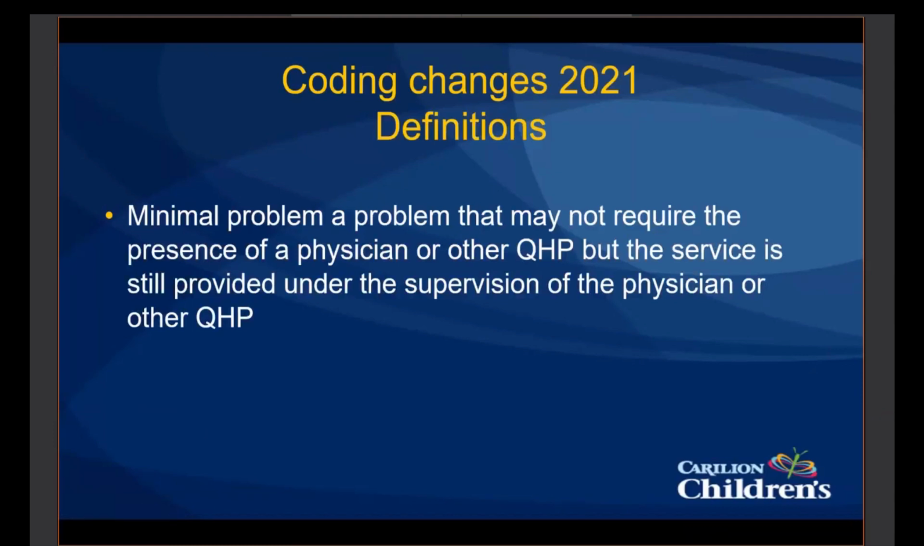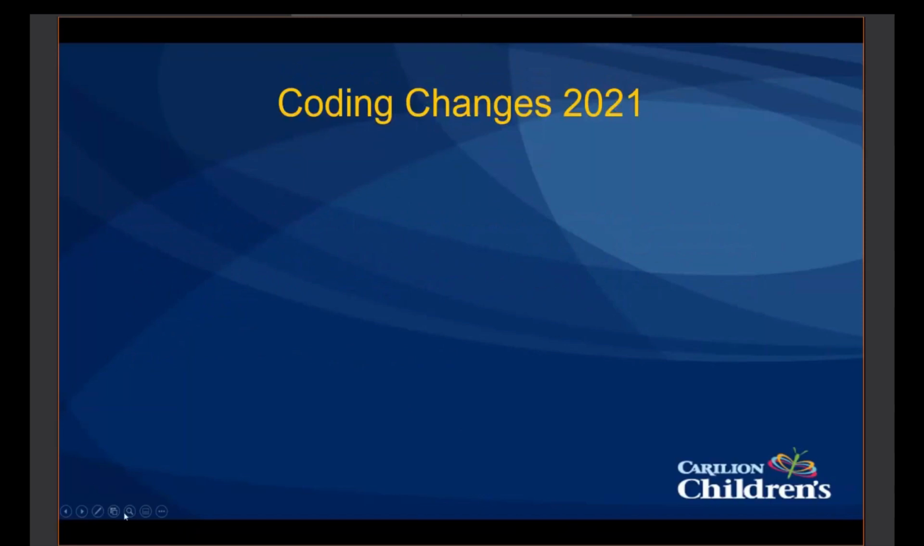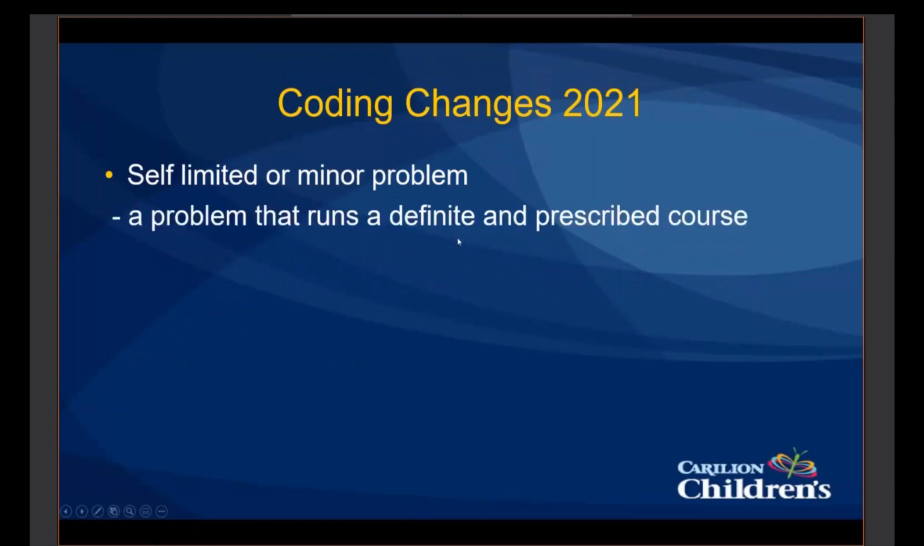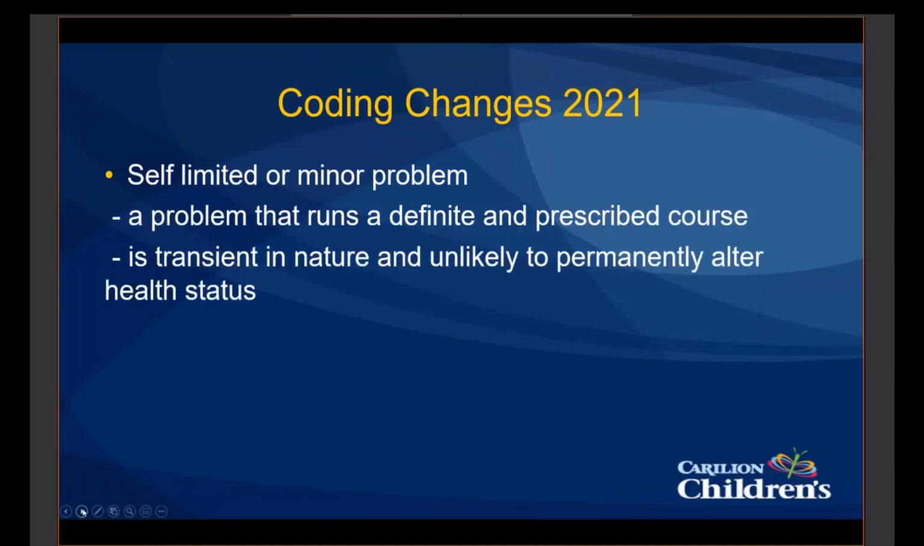Level 2 would be a self-limited or minor problem, a problem that runs a definite and prescribed course. It is transient in nature and it's unlikely to permanently alter health status. For example, a newborn who comes in for a weight check and is gaining weight without any issues, you would code this as a 99212. This was a learning process for me because I thought that all of those would be a 99213, but this would be a 99212. If the baby comes in for a weight check, the second visit, the baby's gaining weight very well, mother has no questions, there's no jaundice, so this would be a 99212.